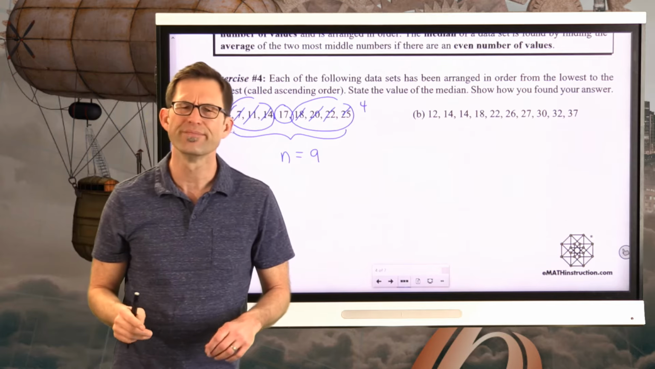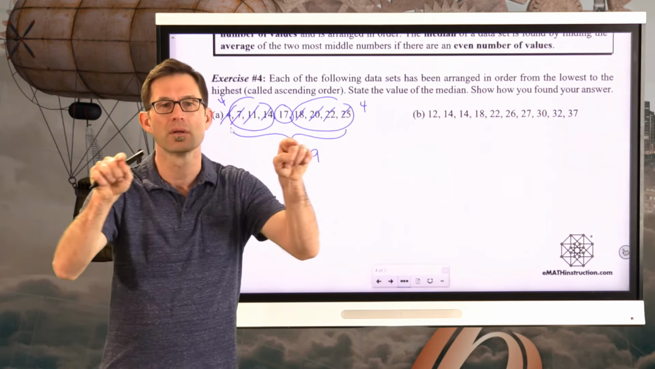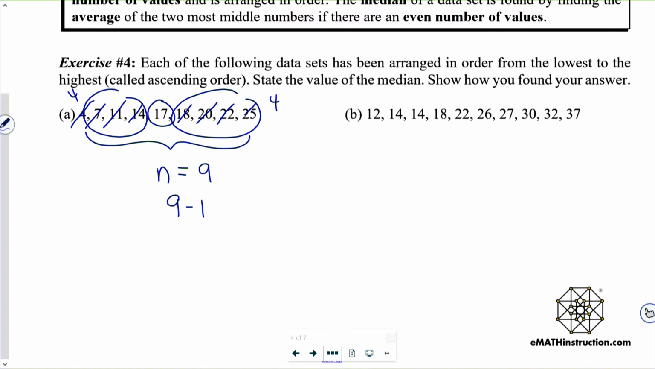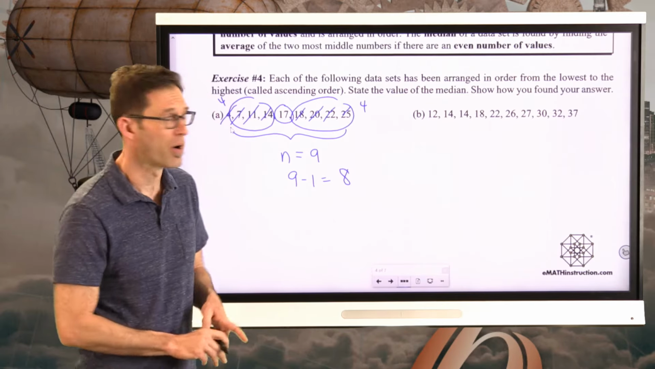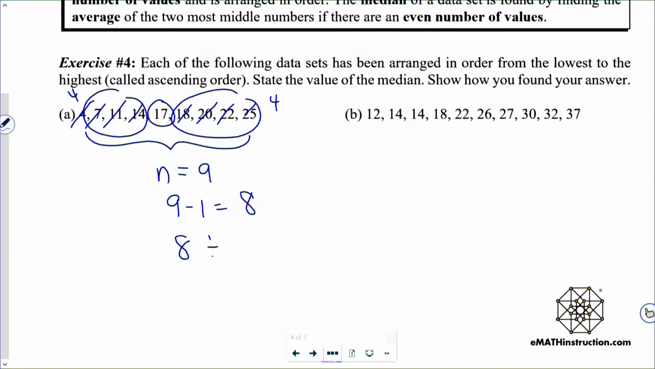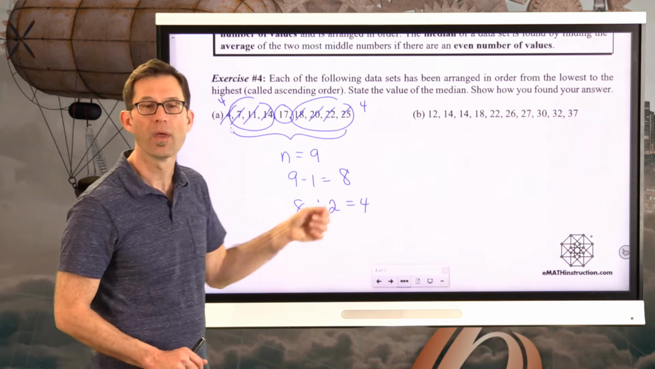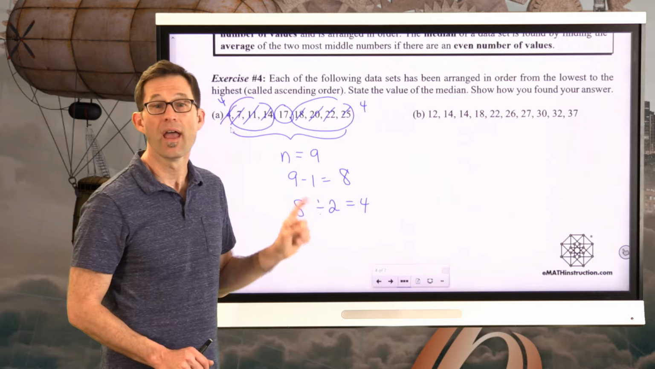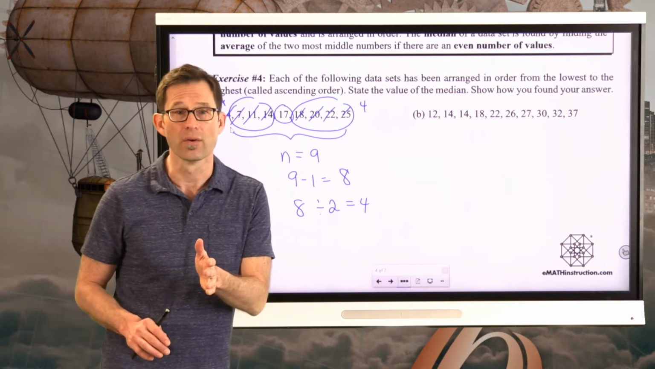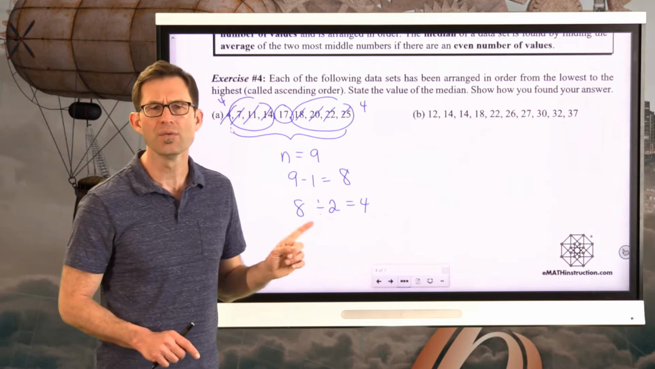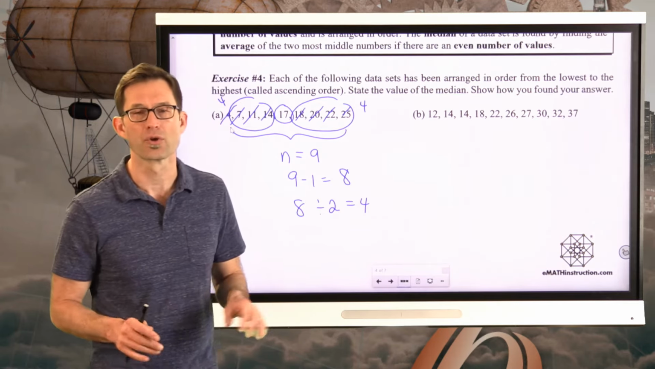So one way to circumvent counting one by one is by taking your odd number and subtracting 1 from it. Now if you take an odd number and subtract 1, you get an even number. Then if you take that even number and divide by 2, it tells you how many will be on each side of the median. There's going to be 4 below the median and 4 above the median, and therefore the median will be the 5th value. So it can help tell you which value will be the median. And I'll use this approach again a little bit later on and in future problems.